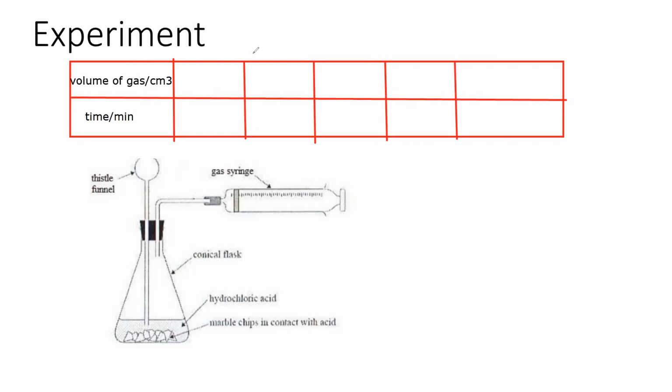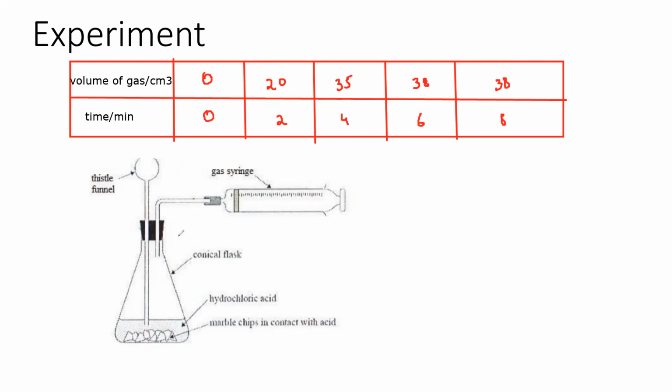So at the start, when time is equal to 0, there was no gas given off, so we write 0. When time is, for example, 2 minutes, we got 20 cm cube of gas. When time is equal to 4, we got 35 cm cube of gas. When time is 6, we got 38 cm cube of gas. When time is equal to 8, we also got 38 cm cube of gas.